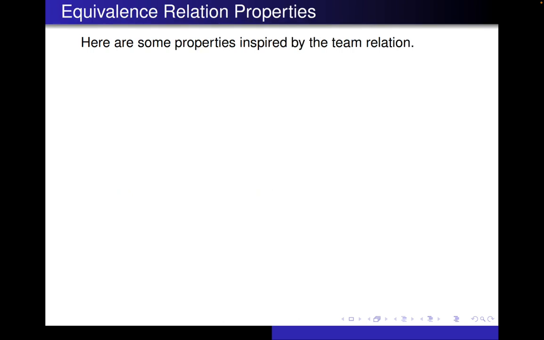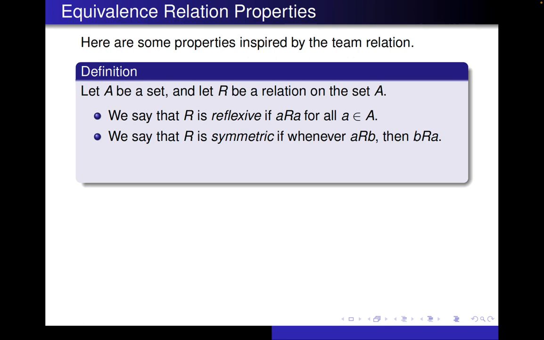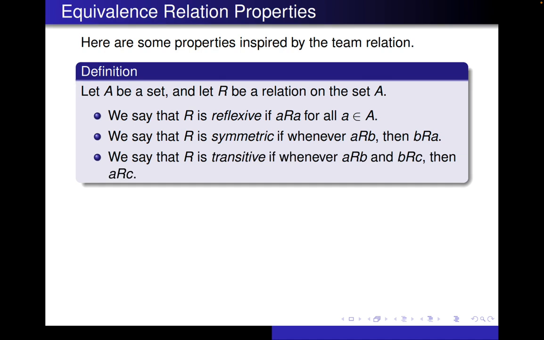All right, so here are some properties inspired by our team relation. So our definition is going to be for these properties. So let A be a set, and let R be a relation that is defined on the set A. We say that R is a reflexive relation if little a is related to little a for all little a in the set. We say that R is symmetric if whenever A is related to B, then B is related to A. And we say that R is transitive if whenever A is related to B and B is related to C, then A is related to C. And all three of these properties are the ones that we were talking about in the previous slide with respect to the team relation.